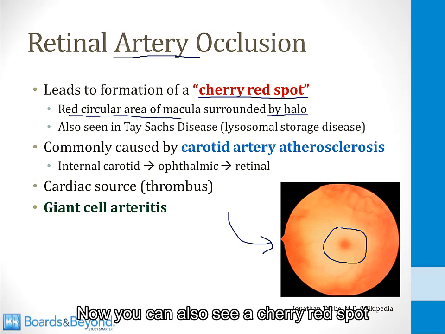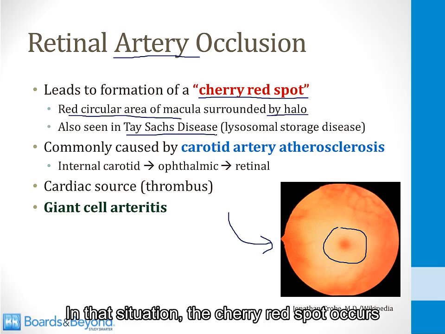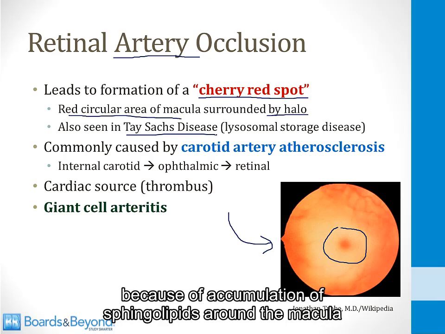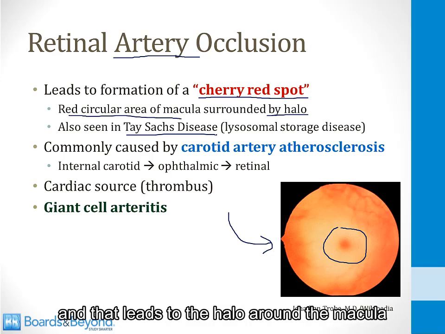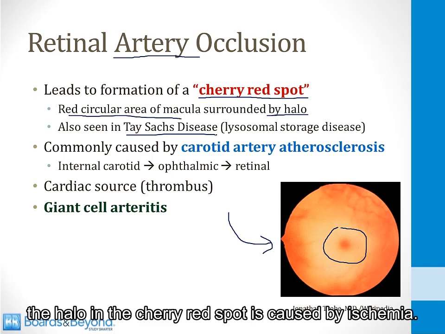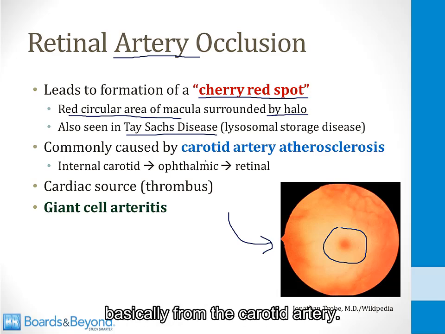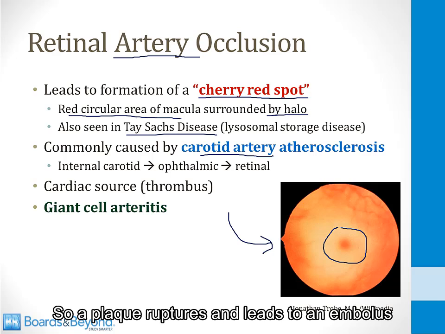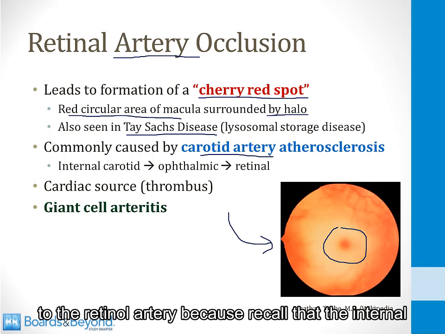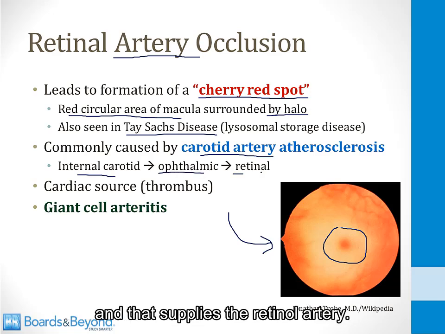Now you can also see a cherry red spot in Tay-Sachs disease, which is a lysosomal storage disease. In that situation, the cherry red spot occurs because of accumulation of sphingolipids around the macula, and that leads to the halo around the macula and the cherry red spot. In the setting of retinal artery occlusion, the halo in the cherry red spot is caused by ischemia. The common etiology of retinal artery occlusion is a stroke, basically, from the carotid artery. So a plaque ruptures and leads to an embolus to the retinal artery, because recall that the internal carotid artery supplies the ophthalmic artery, and that supplies the retinal artery.